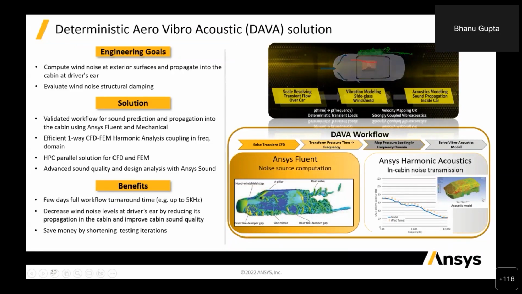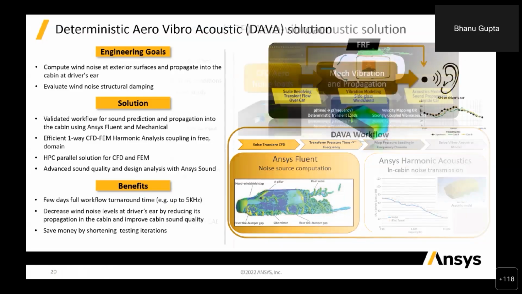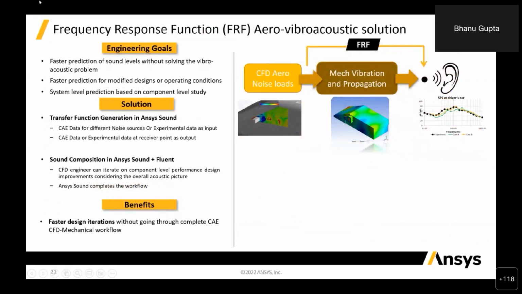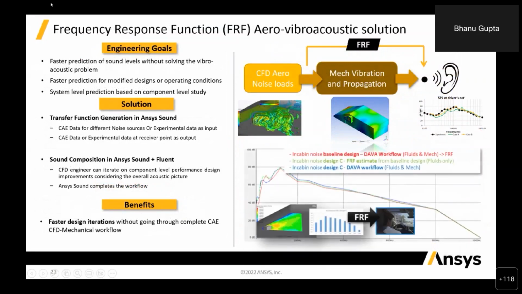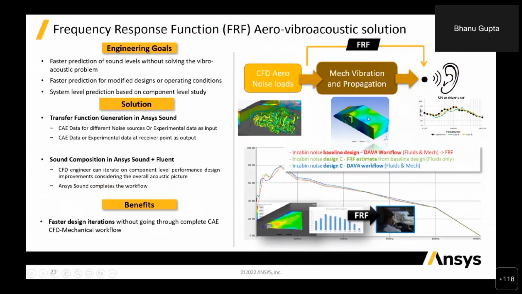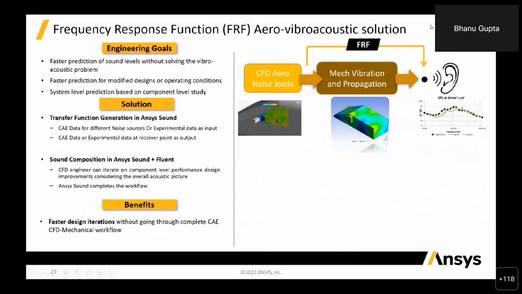But then the next logical step would be, how do we reduce that time? How do we not do that solution every time, and rather use some other ways to use our already developed CAE data and get that solution? And for that, one very robust solution is generating the frequency response functions.